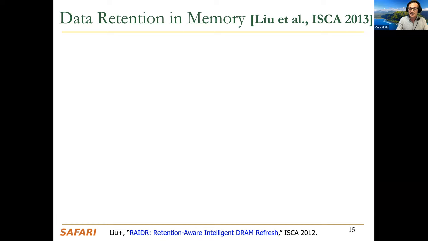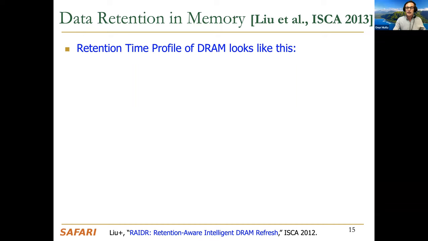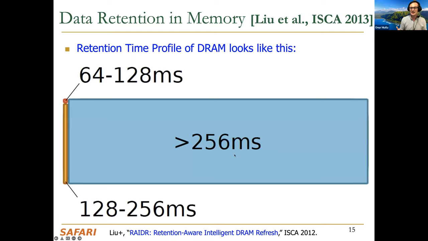But what we wanted to analyze with our infrastructure is, do we really need to do that? Do we really need to refresh every cell at the worst case refresh rate? And it turns out you don't have to. That's one of the uses of this infrastructure.